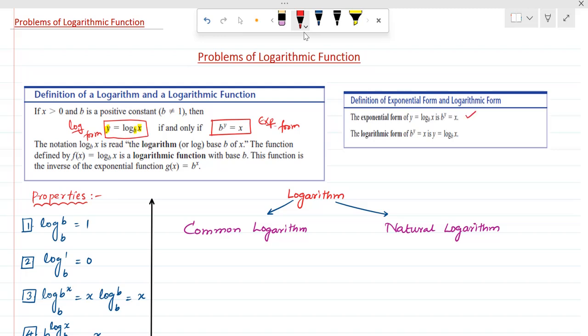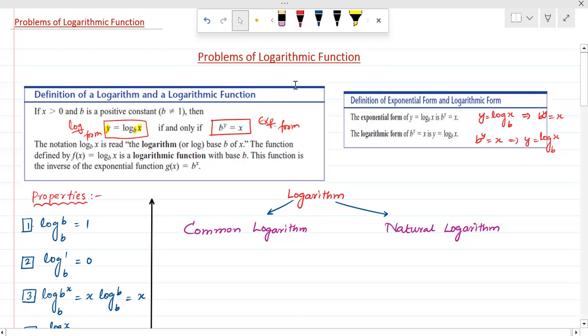If the exponential form is given, how will you write the logarithmic form? If you have y equals log x base b, I can write it as b to the power y equals x. And if the exponential form is given, we take the log here: y equals log x base b. So this is how we convert between the exponential and logarithmic forms.